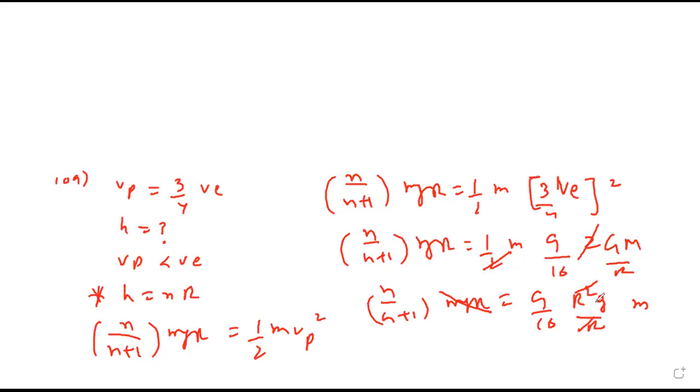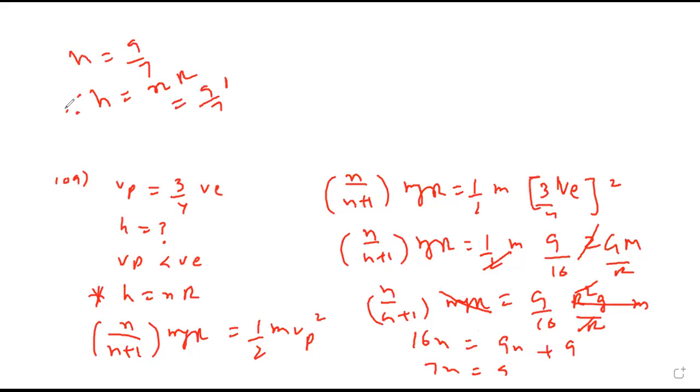So throughout this mgR also cancels. So 16n is 9n plus 9. 7n equals 9. n equals 9 by 7. Since h equals nR, it is 9 by 7 R. I hope you followed. Method followed now?